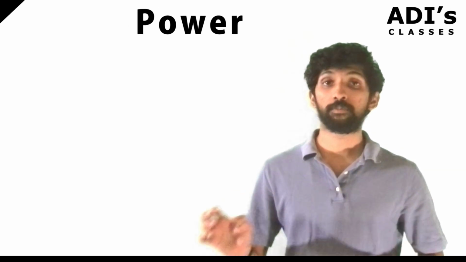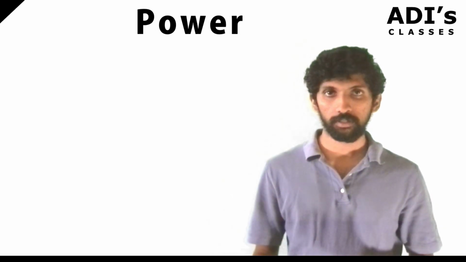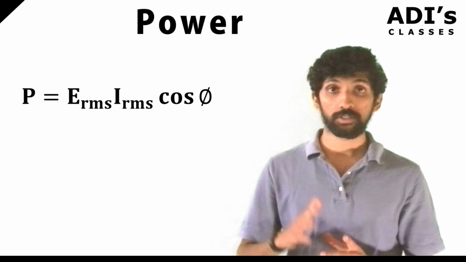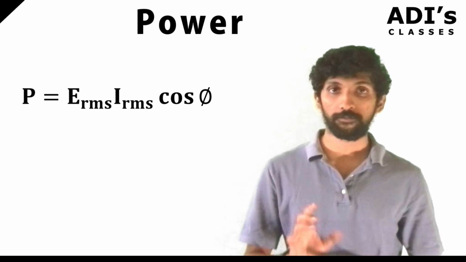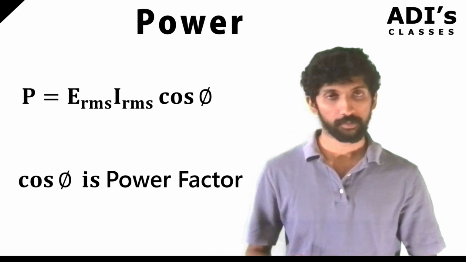Okay, then we moved on to power, right? So for power, we derived the equation and the formula we got was E_RMS I_RMS cos phi, right? Cos phi was called the power factor, correct?